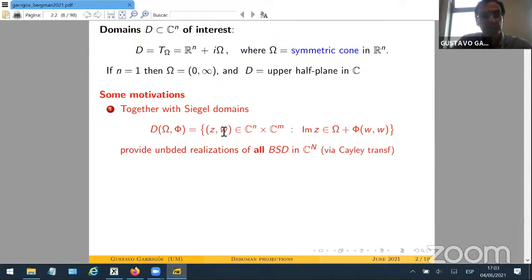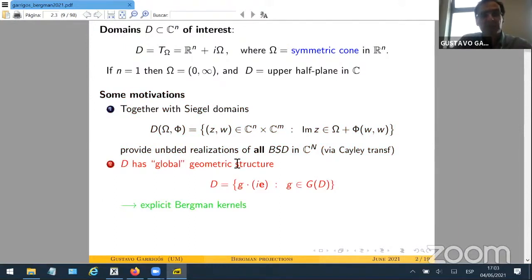these families. So a second interesting property of these domains is that they have a global geometric structure, not just local. I mean, you know a lot of information because you can identify the domain with a subgroup of the group of conformal transformations of D. So from these properties of the group, you can, for instance, obtain explicit expressions for the Bergman kernels, and those explicit expressions lead actually to concrete bounds for the operator, etc.